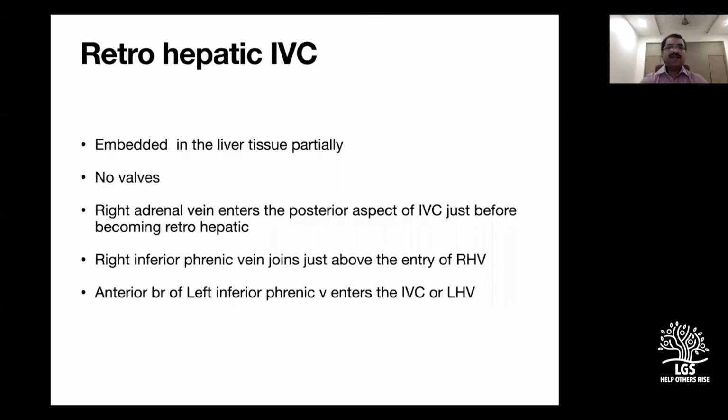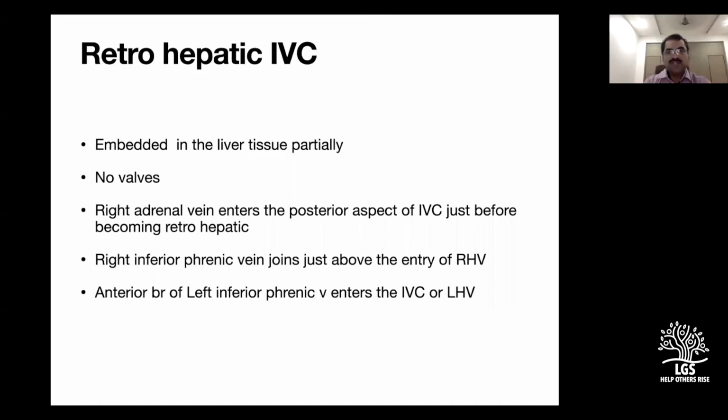Then I will come to the venous anatomy of the liver. It starts from the retrohepatic IVC. It is actually embedded in the liver tissue, either partly or completely. The IVC has no valves except some vestigial valve situated around the atrial opening. And the right adrenal vein actually enters the posterior aspect of the inferior vena cava. This is very important for liver surgery. When you mobilize the liver, this is the vein which produces bleeding, because it is a very short vein which is seen at the junction of the suprarenal IVC and the retrohepatic IVC.